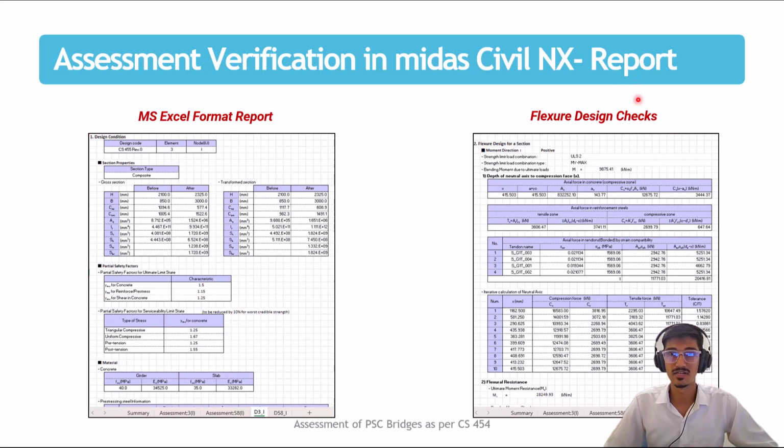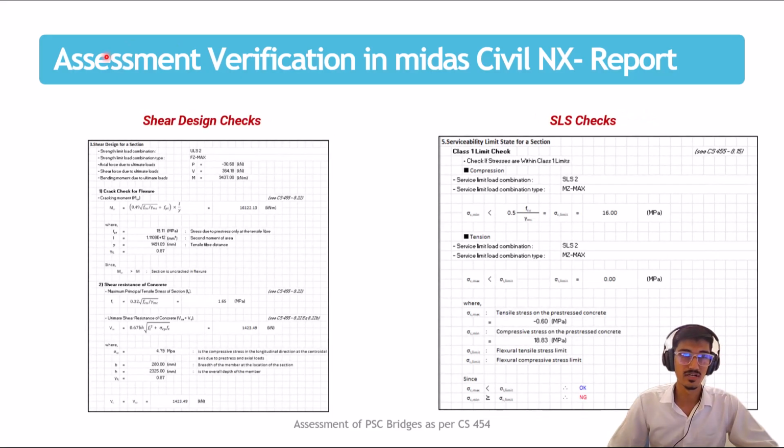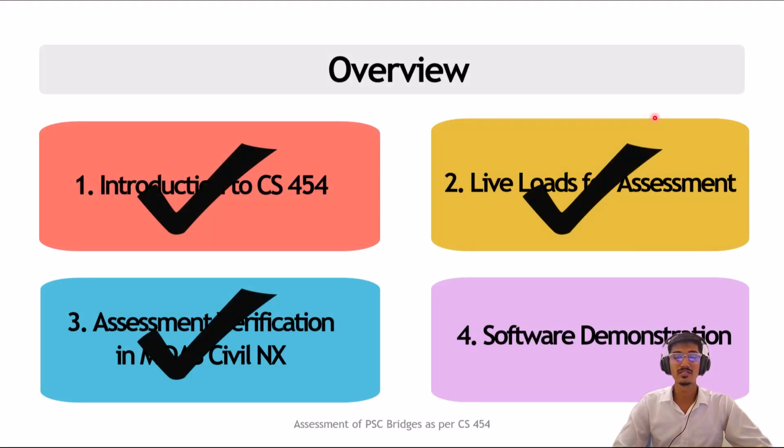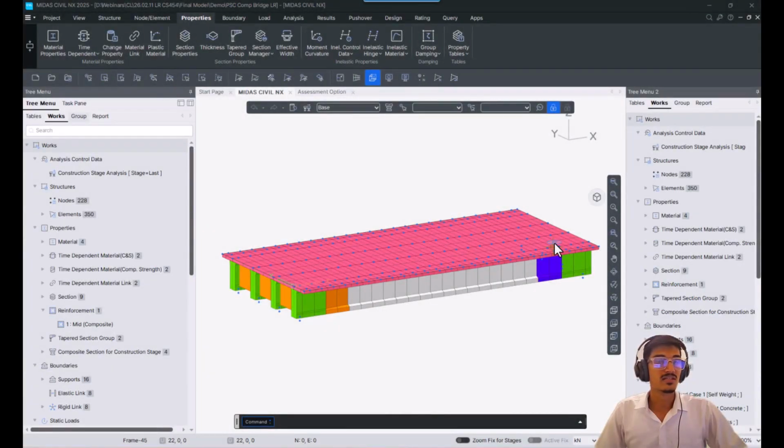So this is the flexure design check, the shear design check. We shall see in detail later. And this is the SLS checks. So till now we have seen the reports as well. We are also done with the assessment verification. In the next part, we'll start with the software demonstration. So let's start the demonstration part.